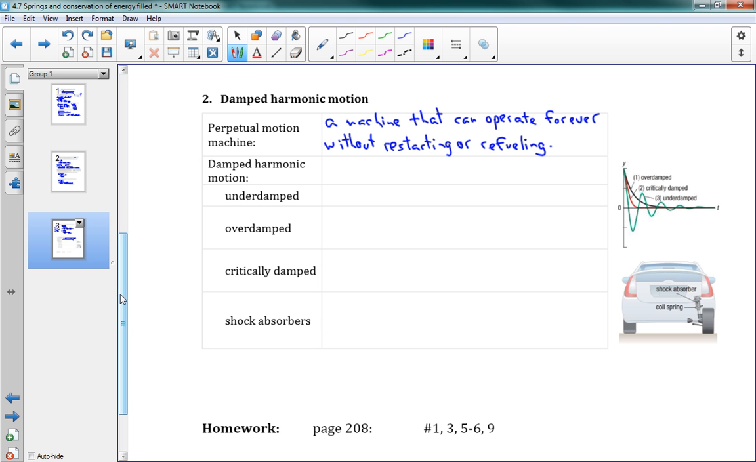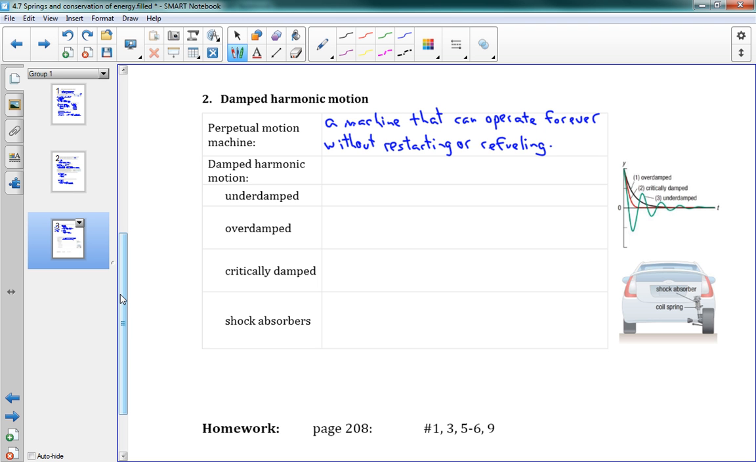And so you can think like a pendulum. If you know grandfather clocks, they keep on ticking back and forth, but every now and then you need to wind them. There is no such thing as a perpetual motion machine. It would have to be the case that there's no energy loss, and we always have some amount of energy loss due to friction, things just rubbing against each other. So in reality, no such thing as perpetual motion.